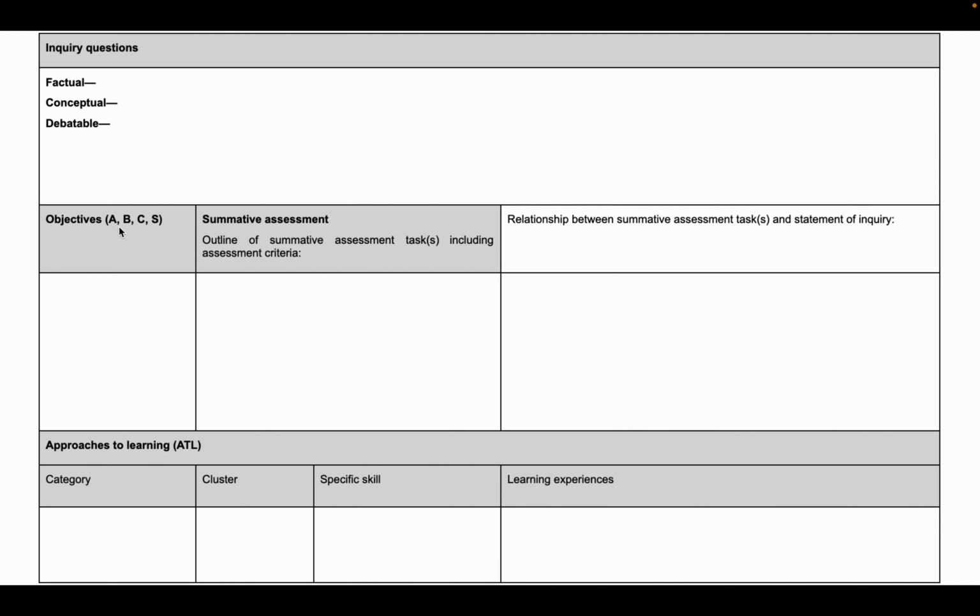Oh, someone had a typo. A, B, C, and this is D. What are the criteria that you are assessing? Here's a description of the summative assessment, preferably using the GRASP model. And how does it relate to the statement of inquiry and the global context exploration? Below, there's an opportunity to indicate what ATL skills you will be focusing on during the unit.